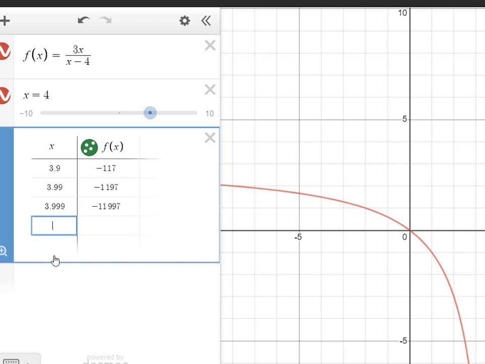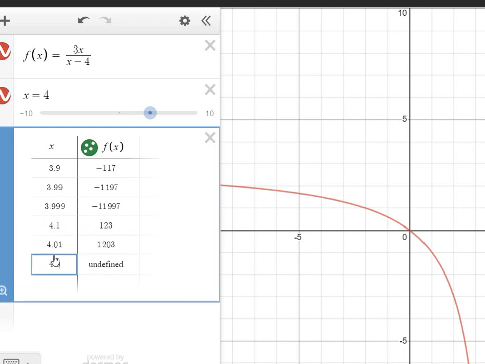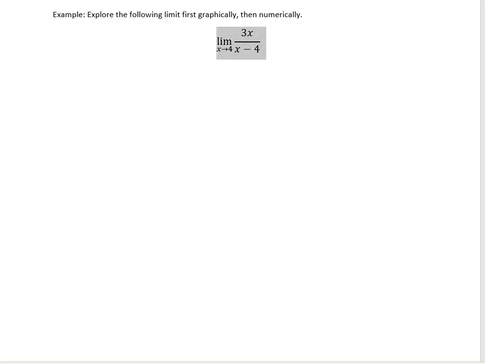Now, if I approach from the right-hand side, so choosing values a little bit bigger than 4, like 4.1, 4.01, 4.001, these numbers are getting bigger in the positive direction. So as I get closer to 4 from this side, my y values are shooting straight up. So what I have both numerically and graphically is that my limit does not exist.